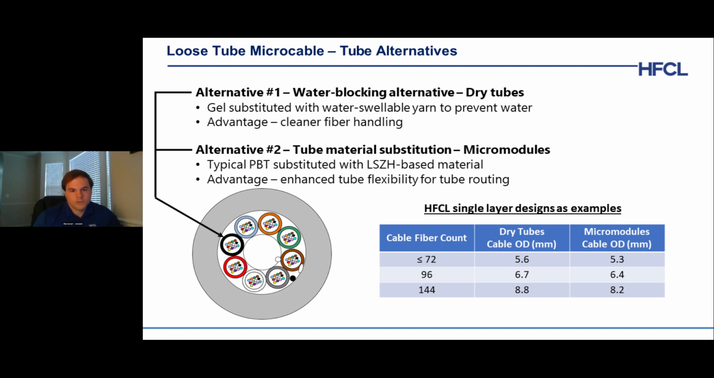And so some quick examples here. For HFCL, we have just single layer designs listed here, up to 72 fibers, 96 and 144, at the respective cable diameters here: 5.6 for dry tubes, 5.3 for micromodules, 6.7 at the 96 fiber count, 6.4 for the micromodules, then at the 144 fiber count, 8.8 and 8.2 for dry tubes and micromodules, respectively.